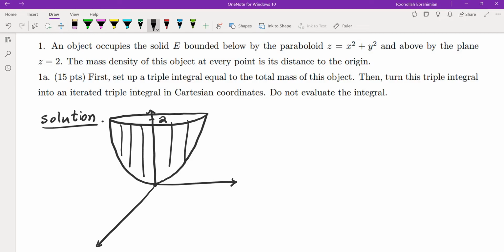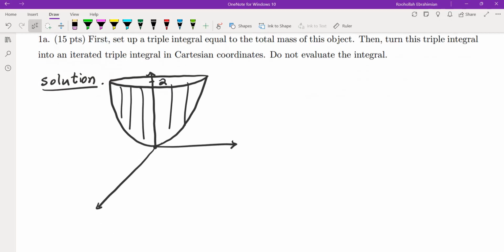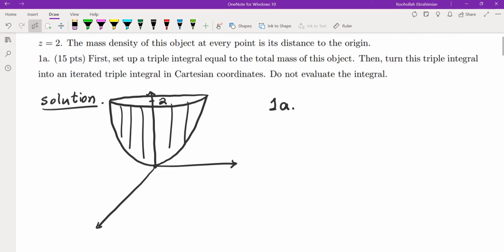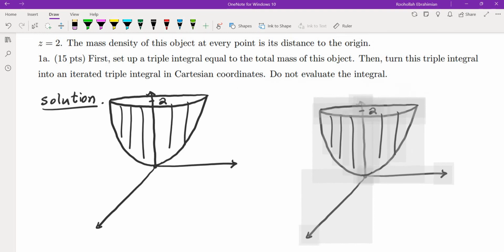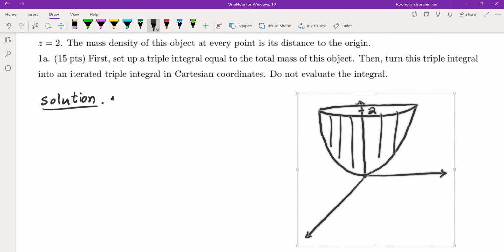The mass density of this object at every point is the distance to the origin. First, set up a triple integral. So I'm going to write down the solution to 1a right here. In fact, the solution to 1a would have to include the diagram. So I'll just move that a little bit to the right and we'll start writing down the solution.